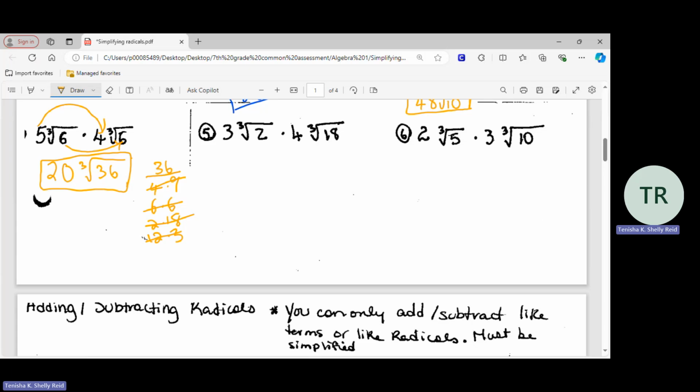Go ahead and pause. See if you could try out 5 and 6. Pause the video. Remember, the only way to learn math is to do math.